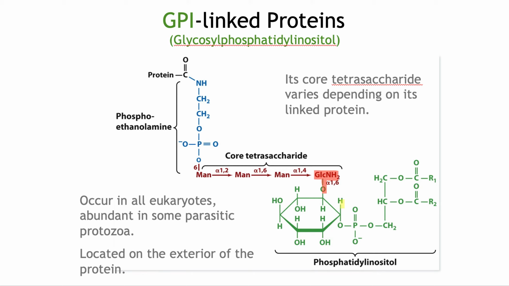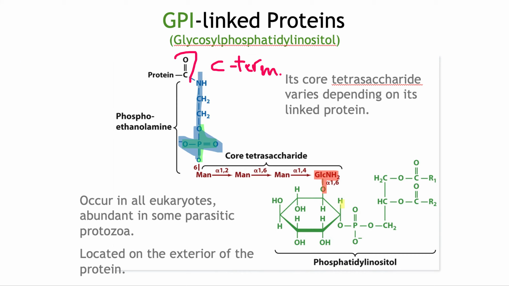And then the mannose that is found at the non-reducing end, right, is forming a phosphodiester bond, right, with basically a phosphoethanolamine, right? And this phosphoethanolamine in turn is forming an amide bond with the protein. And it's specifically linking the protein at the C-terminus end of the protein. Right, so it has several different components.